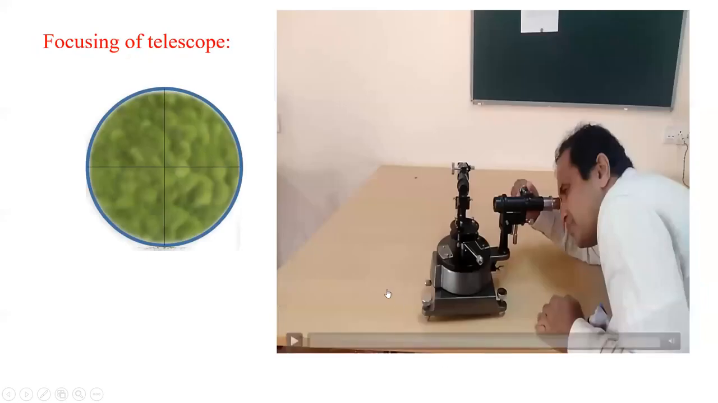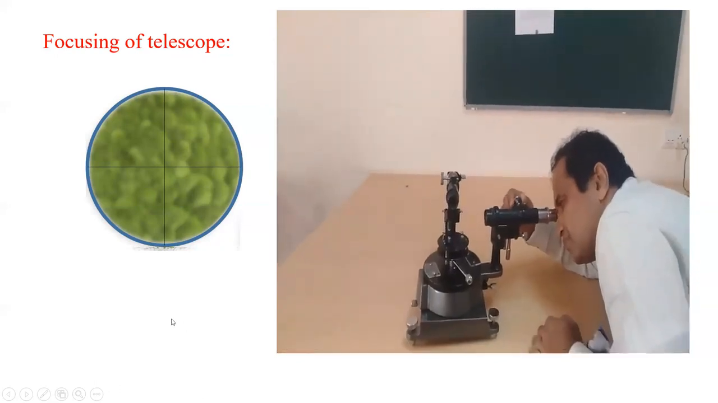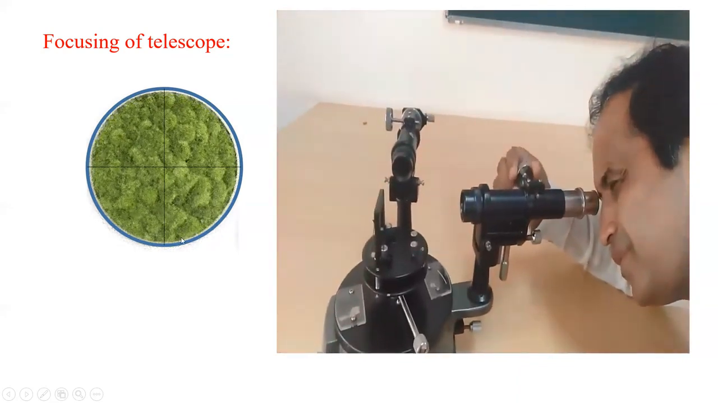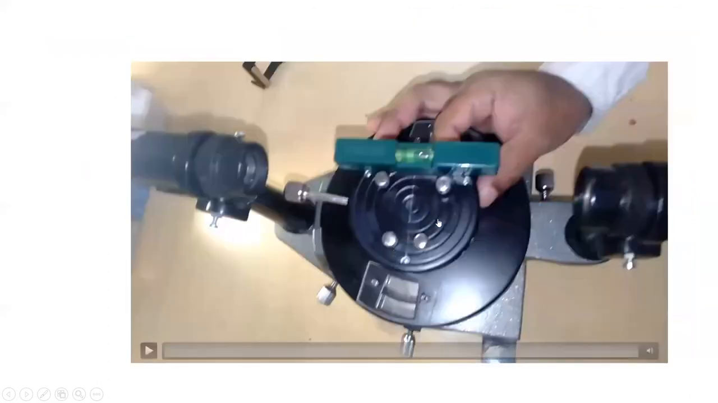Then the second adjustment you have to make is to focus the telescope on a distant object. Focus the telescope on a distant object and adjust the rack and pinion adjustment until the distant object is observed very clearly. So this is the rack and pinion adjustment, and adjust this until the image is observed very clearly. Once the image is very clear, then stop moving the rack and pinion setup.